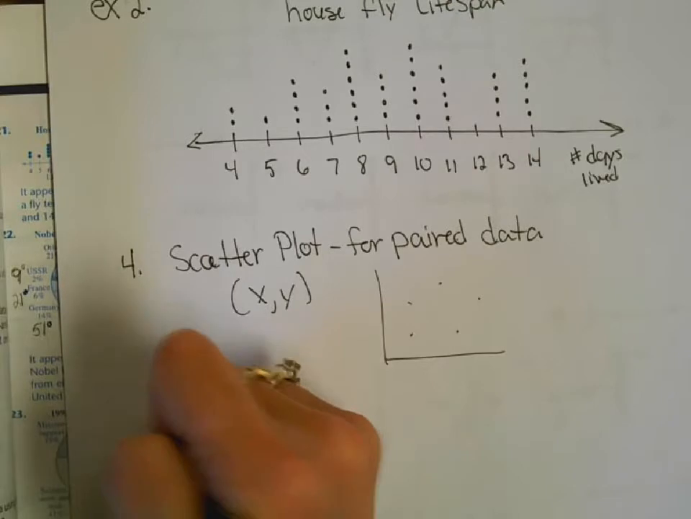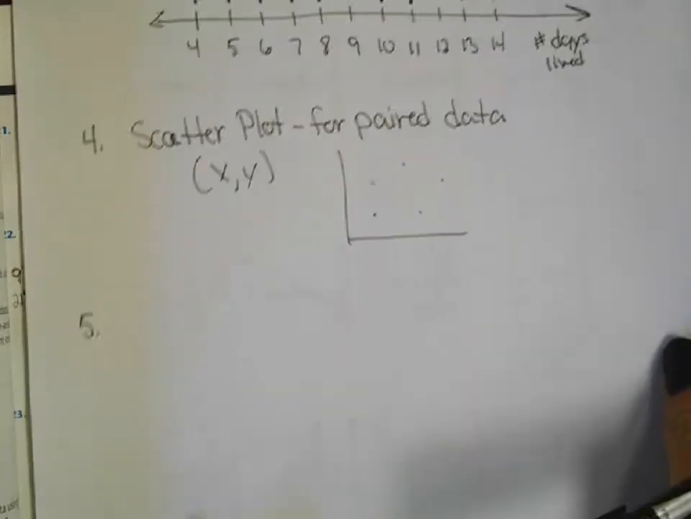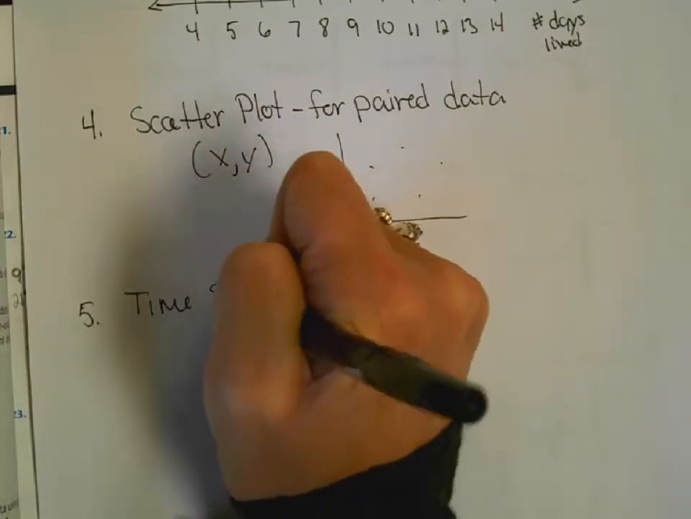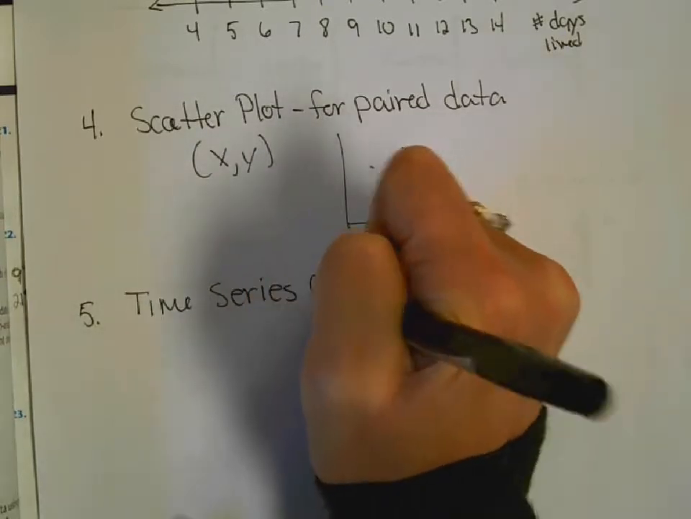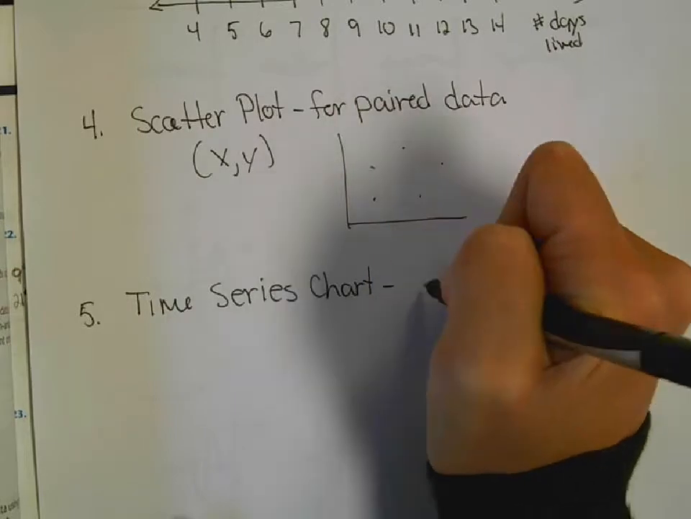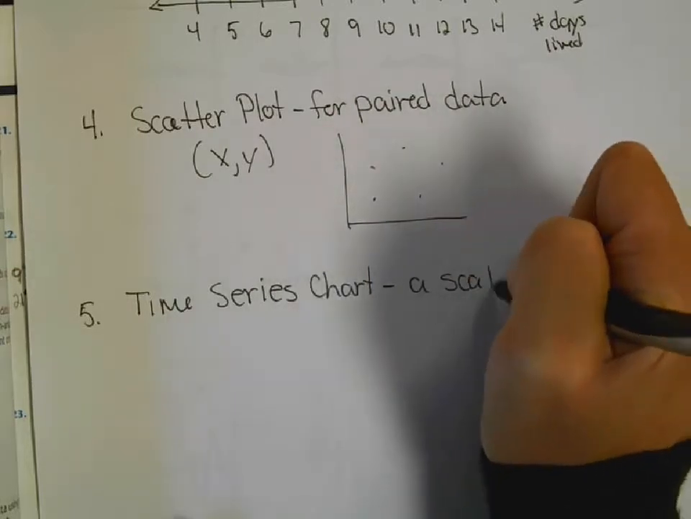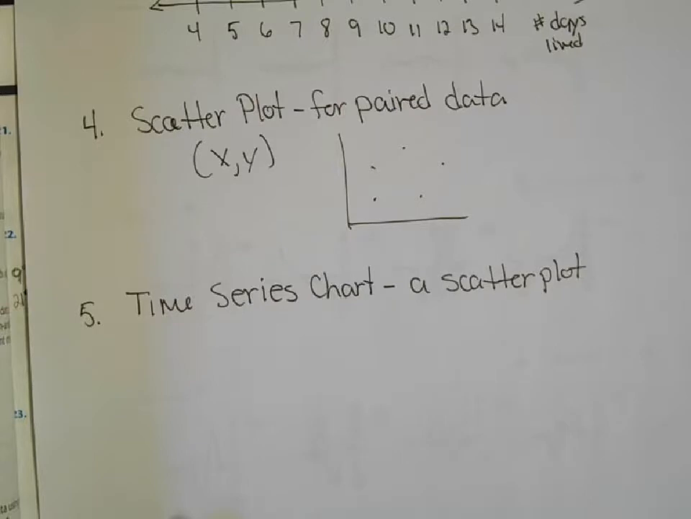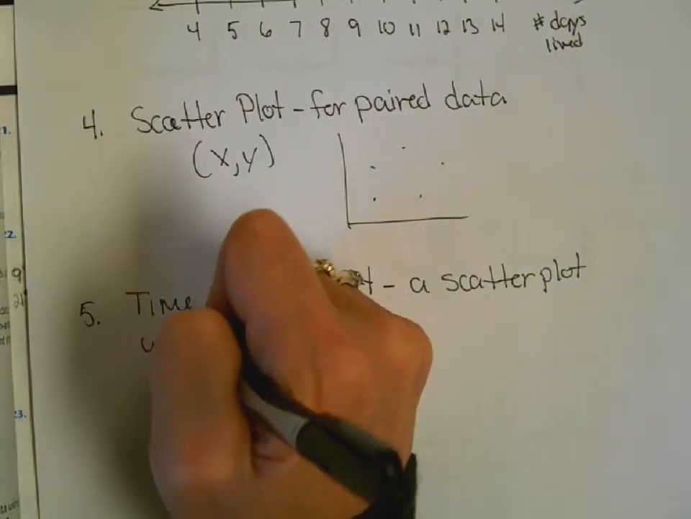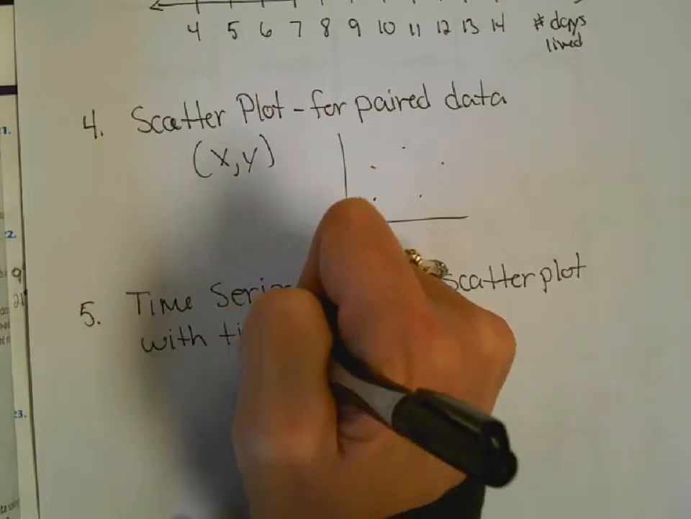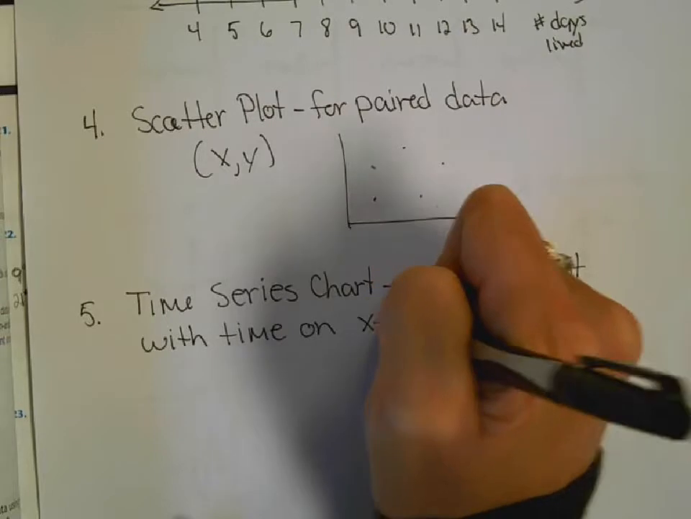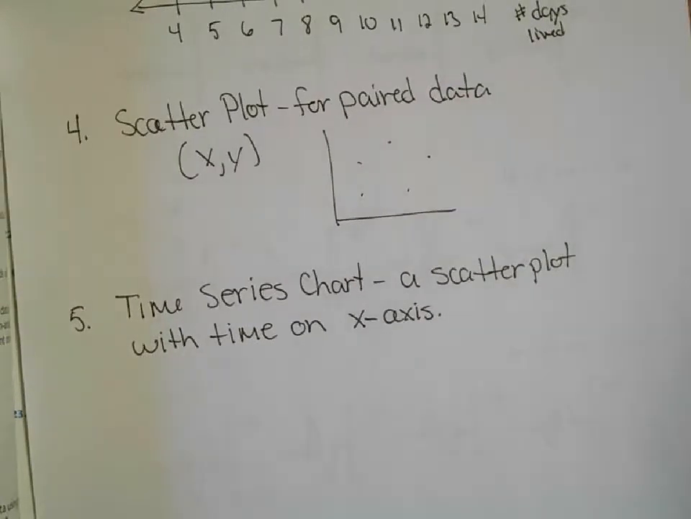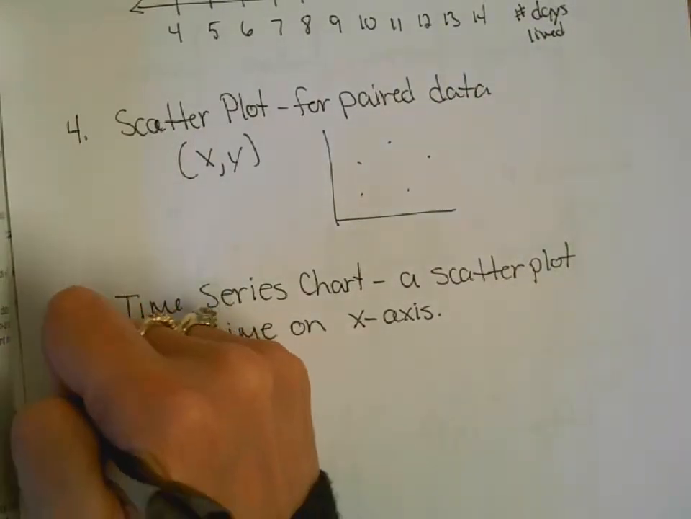Number 5 graph is called a time series chart. To me, the name's a little misleading. A time series chart is a scatter plot with time on the x-axis. So, let's take a look. I can squeeze it in here.